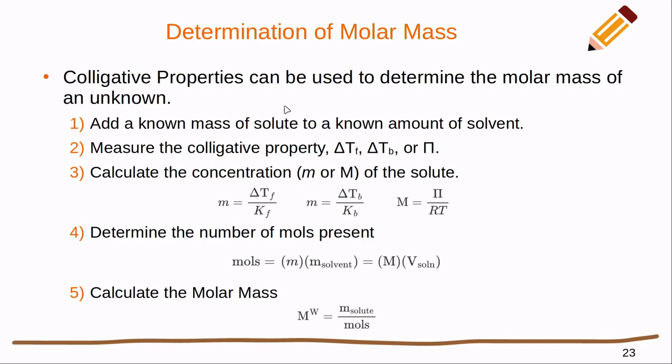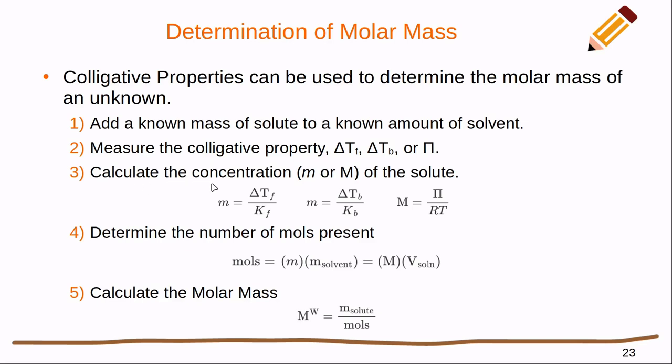Okay, so I start by weighing out some solute, and I can weigh out or measure out the volume of a solvent. All right, I'm going to measure the colligative property. So I'm going to take a pure solvent and measure its freezing point, for instance, or its boiling point, or its osmotic pressure. And then I'm going to take this new solution that I've made, and measure its freezing point or its boiling point or its osmotic pressure. All right. And I'm going to be able to tell the difference in those freezing points or boiling points or the osmotic pressure difference. Okay.